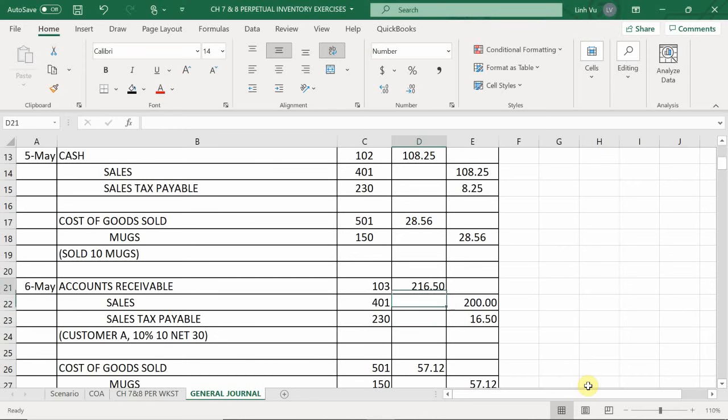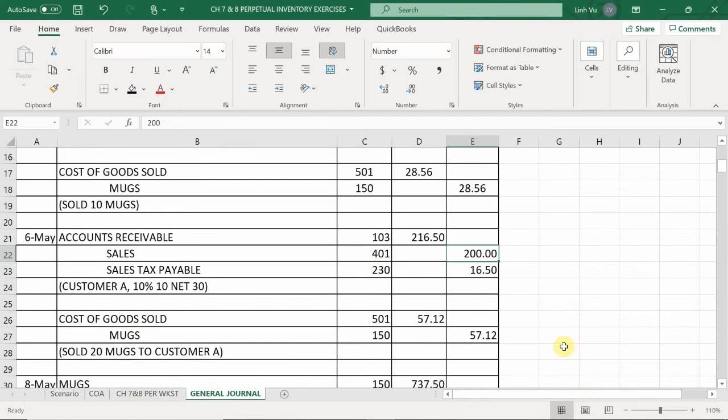How did I get 257.12? I'll have to go back and, no, look. 57.12 is the cost of goods sold that we have on this because we sell 20 mugs and we give him 6. That's what we have. And the cost of goods sold is 57.12. But the accounts receivable is 216. I got it.